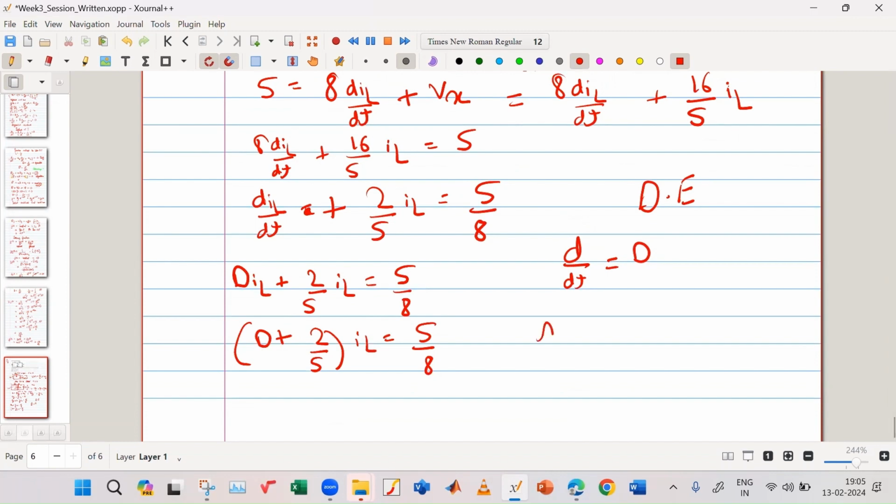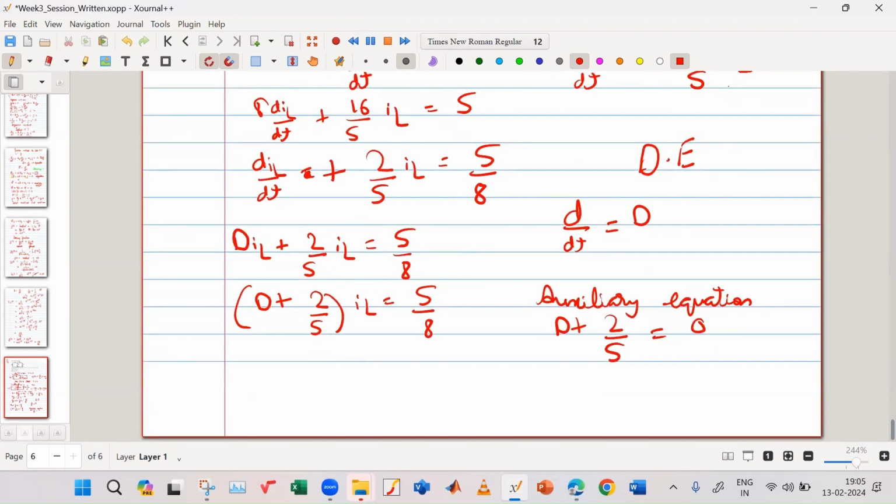And what is my auxiliary equation then? D plus 2 by 5 is equal to 0 is my auxiliary equation. So the root of it is minus 2 by 5. So what is the natural response? IL for the natural part is equal to some constant, let us assume C1, times e raised to the power minus 2 by 5 t. This corresponds to the natural response of the system.